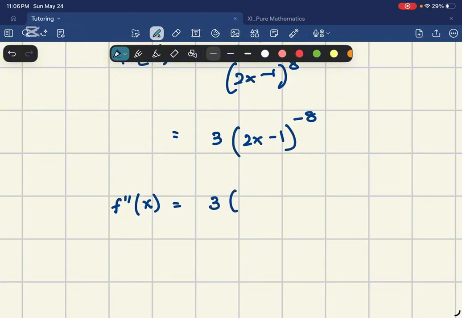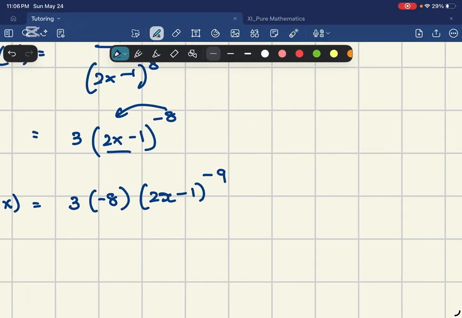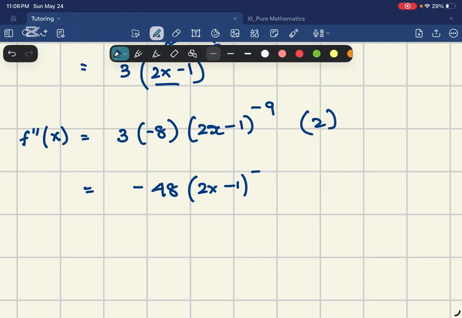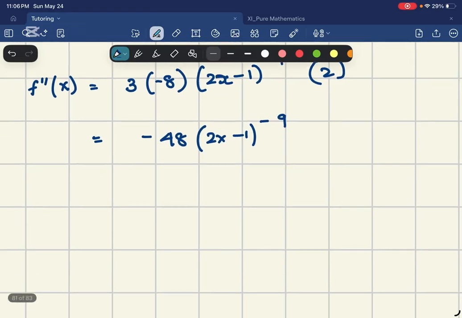So that is going to be 3 times negative 8. You bring your power to the front, (2x minus 1) to the power negative 9, right? You decrease your power by 1. But the inside is not just x, so you need to differentiate it again. So now when you differentiate this part, you are going to get 2. So if you simplify, you get negative 48 times (2x minus 1) to the power negative 9. And that is it. So your final solution is negative 48 over (2x minus 1) to the power 9.